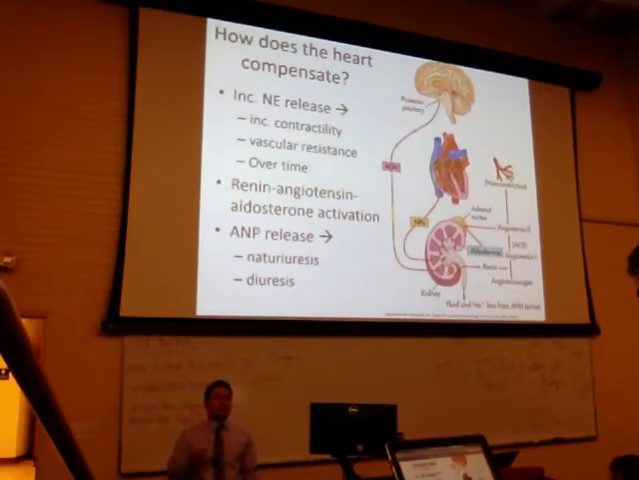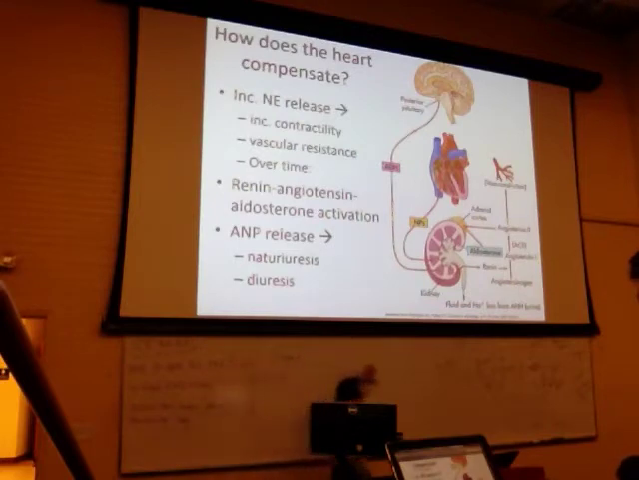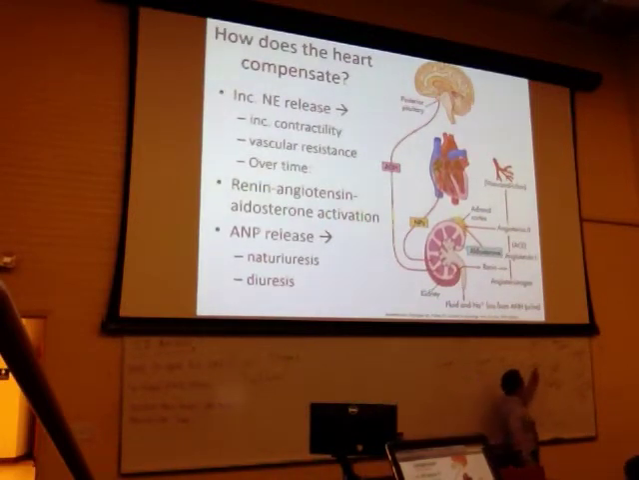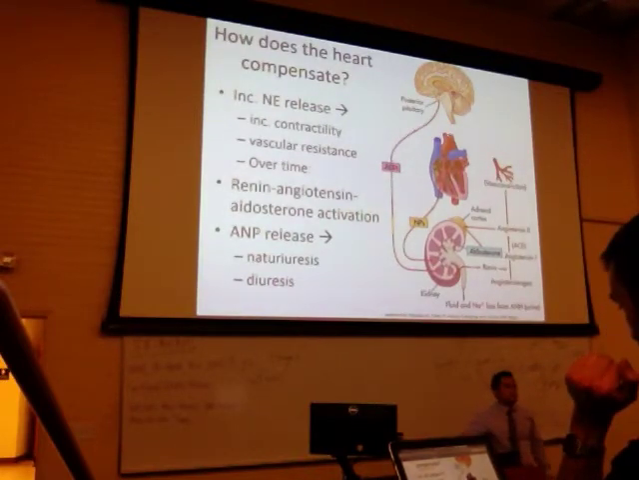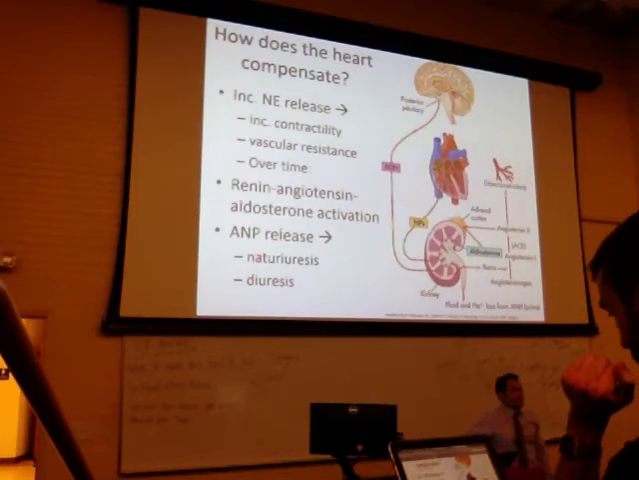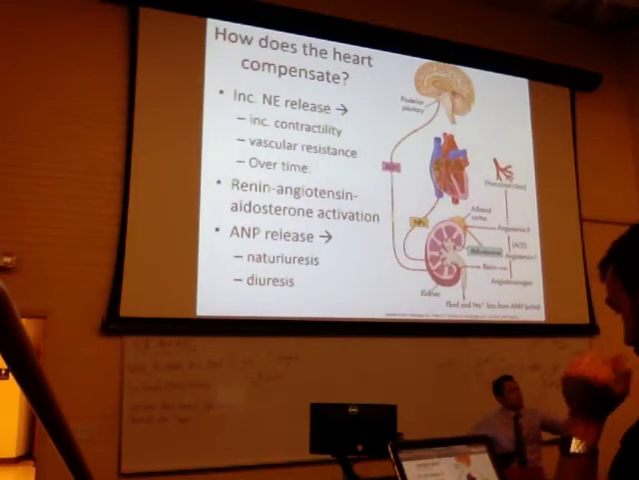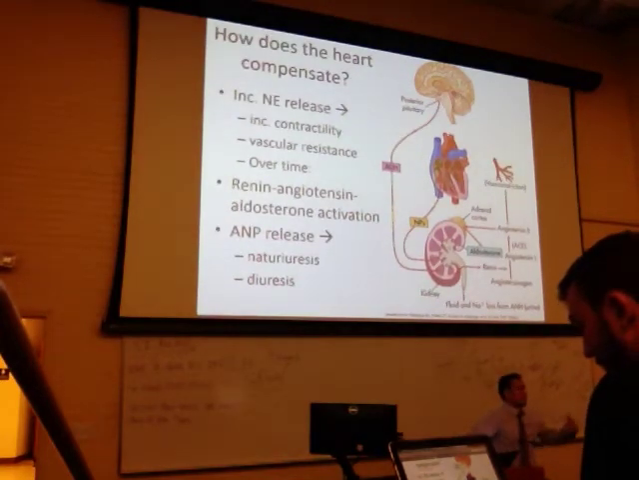If you increase total peripheral resistance, what do you do to venous return? Over time, it goes down. So if you lower venous return and you have less blood coming in, what happens to output? Do you guys remember Frank-Starling's law of the heart? If you put less in, you get what? Less out. If you put more into the heart, you get more out.